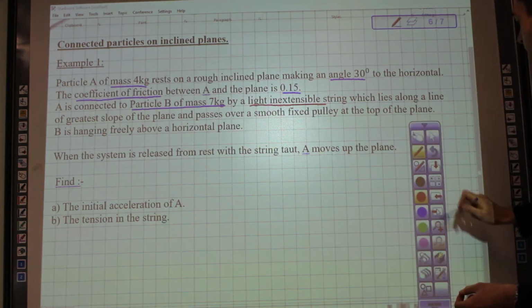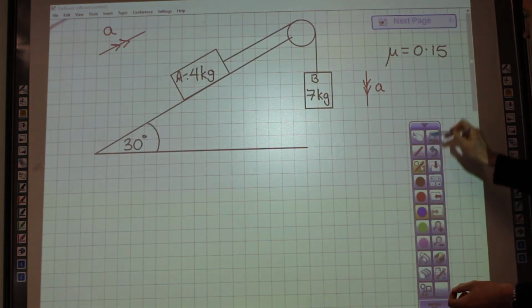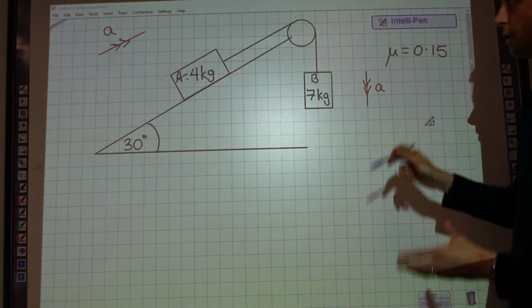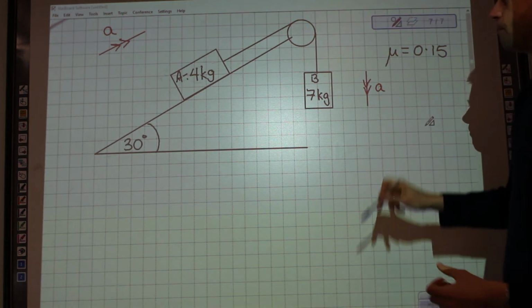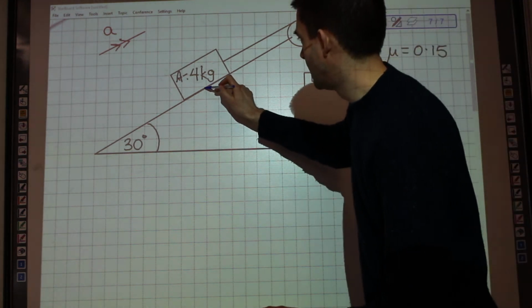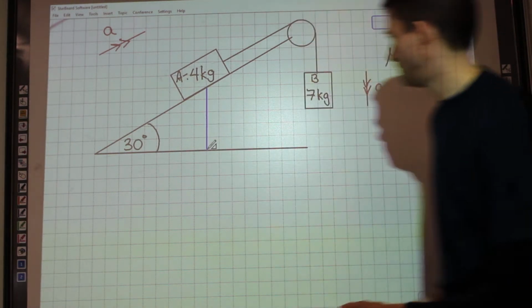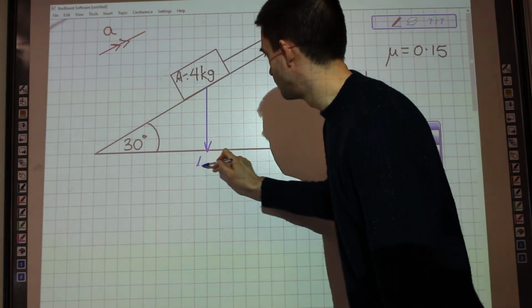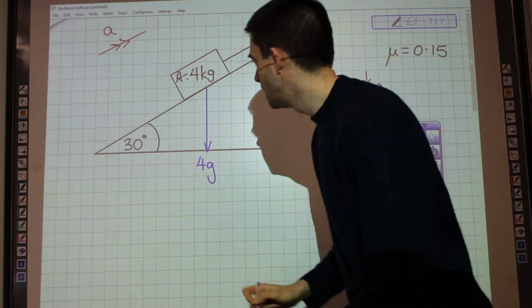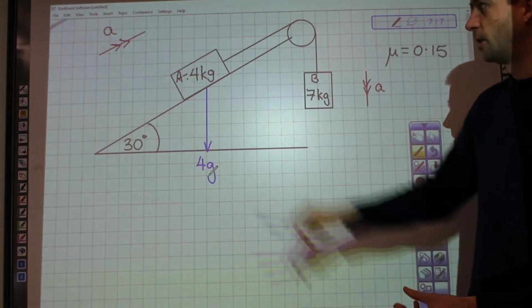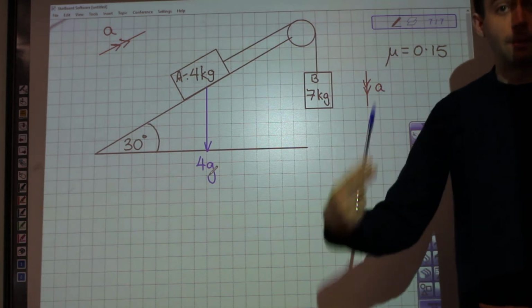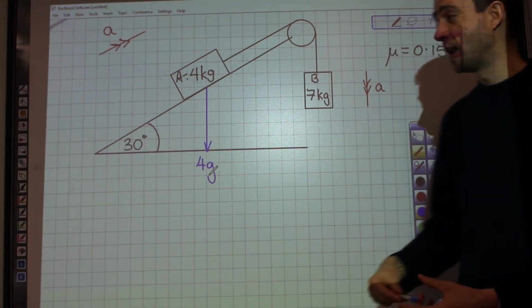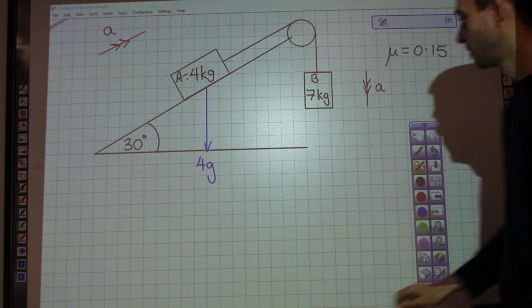To be able to do that, I need to consider all the forces that are acting on each of the particles in the system. So let's begin by labelling the weight of A. Now the weight of A acts directly vertically downwards, and it's 4g, mass times gravity, 4 times g. And remember that g in maths is 9.8. We'll come to that later on.